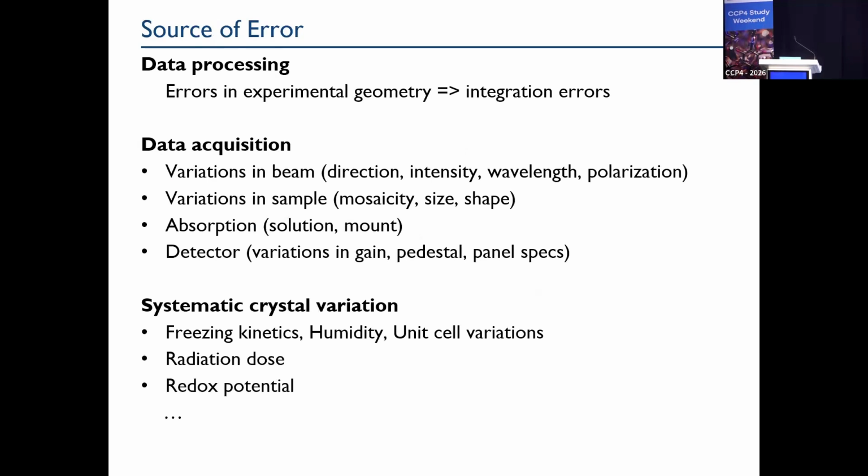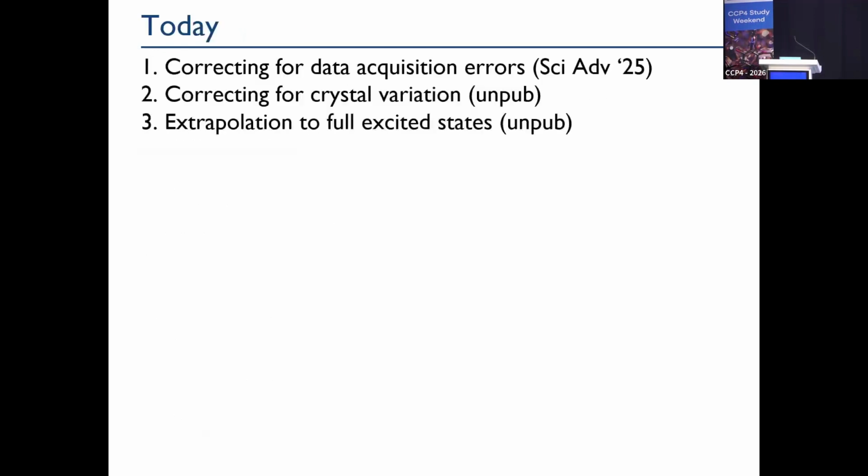And we have systematic variations in crystals when we're comparing crystals. They can be frozen slightly differently, or have different humidity. They can be non-isomorphic, they can differ in the radiation dose, and in one example that struck us, in the redox potential. And finally, of course, there are random fluctuations that come from counting photons.